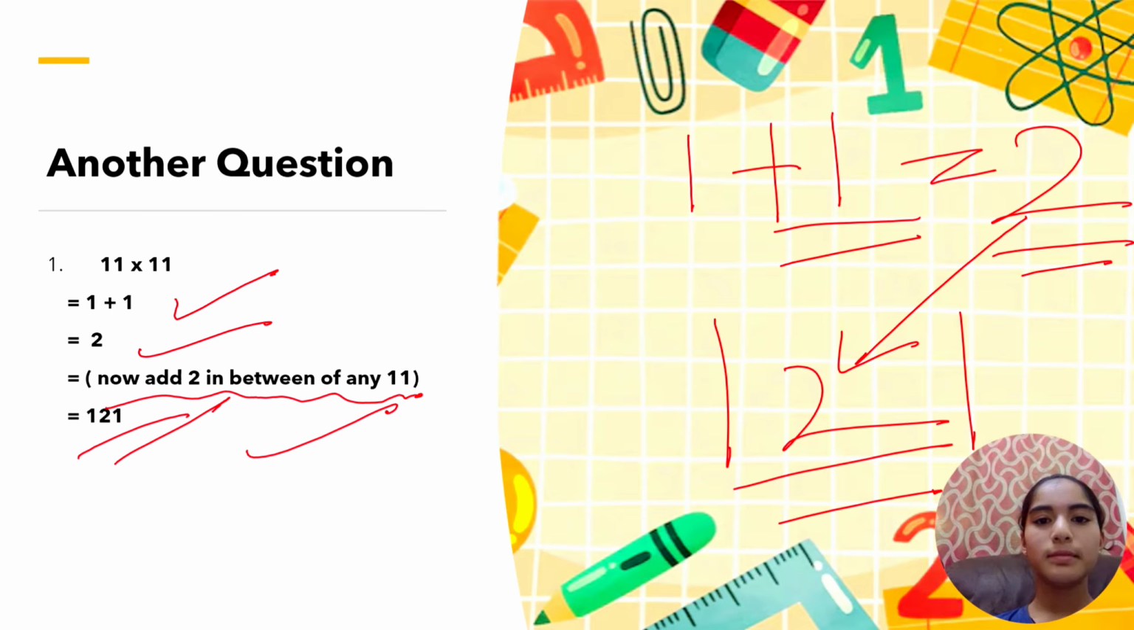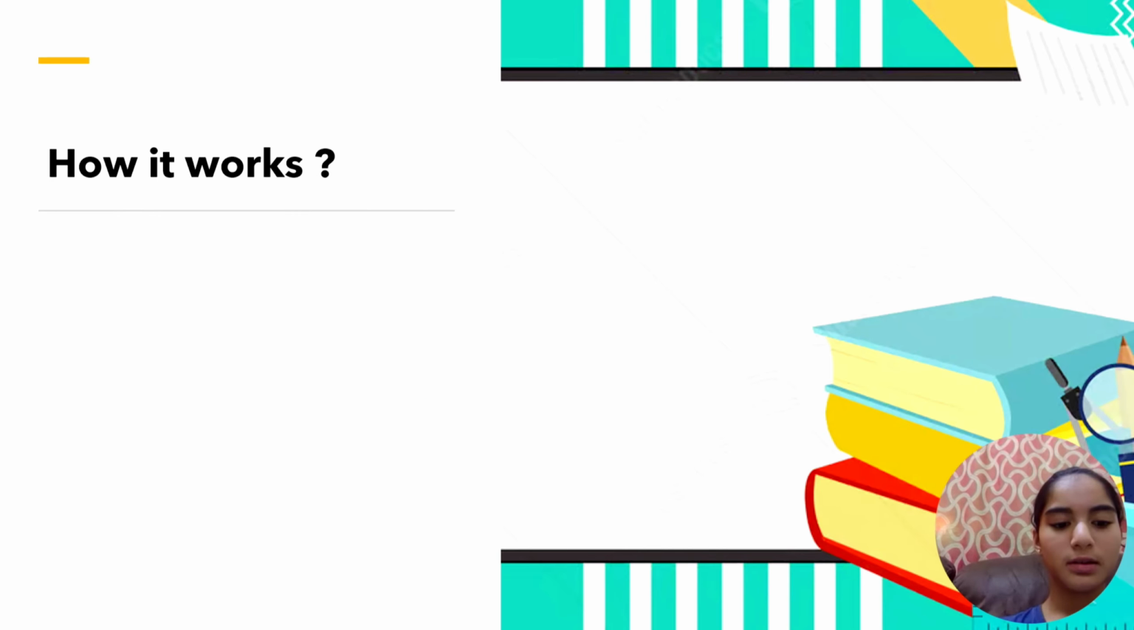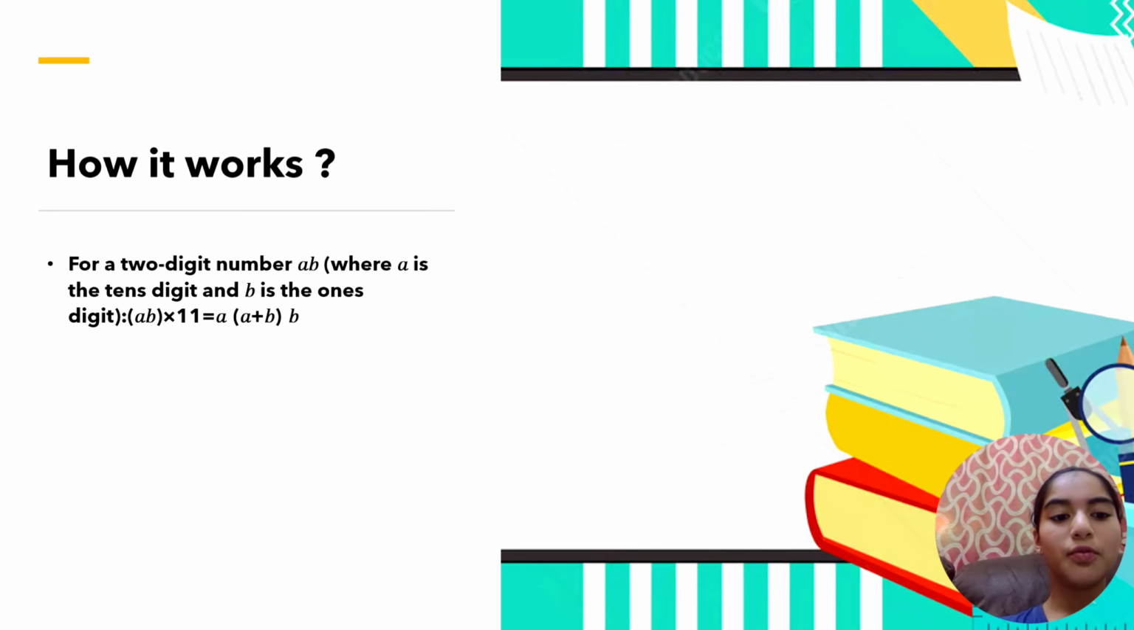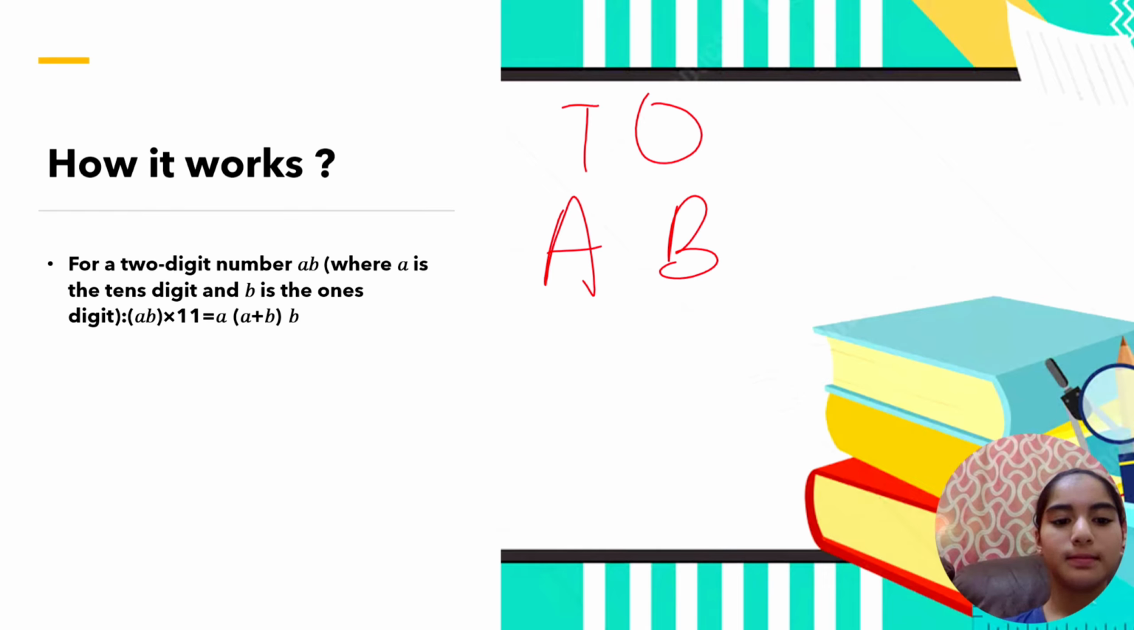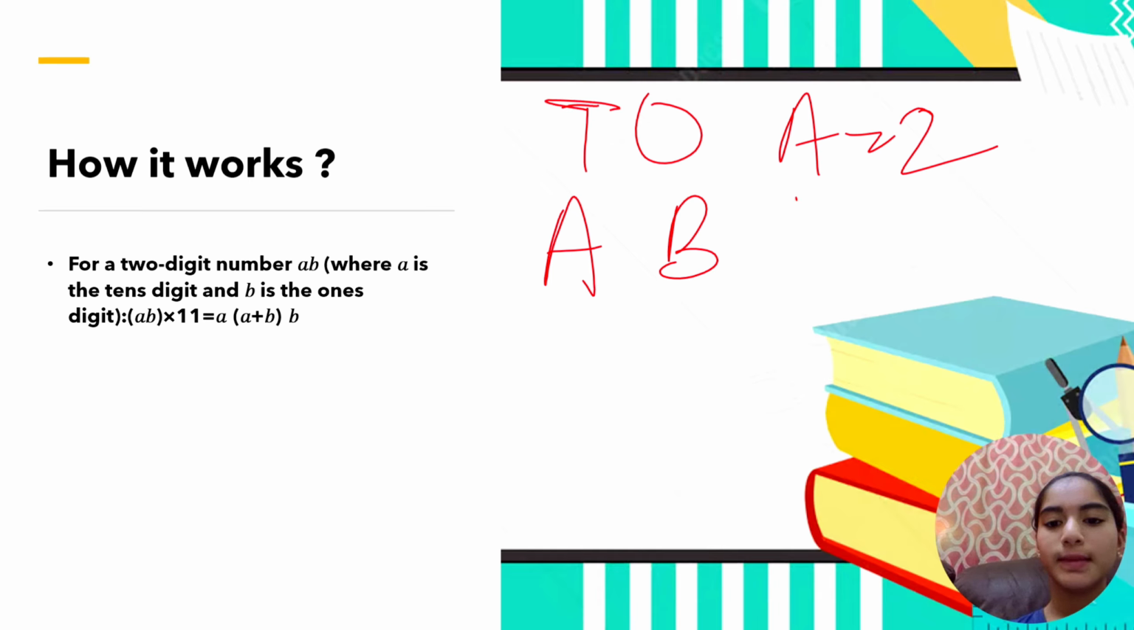Now, you may be thinking, wait, but how does it work? Let's see how it works. For a two-digit number AB, with tens and ones digits A and B. Let's say A is 2, so A is the tens digit. Here's the tens place and the ones place. And let's say B is also 2. So together the number is 22.